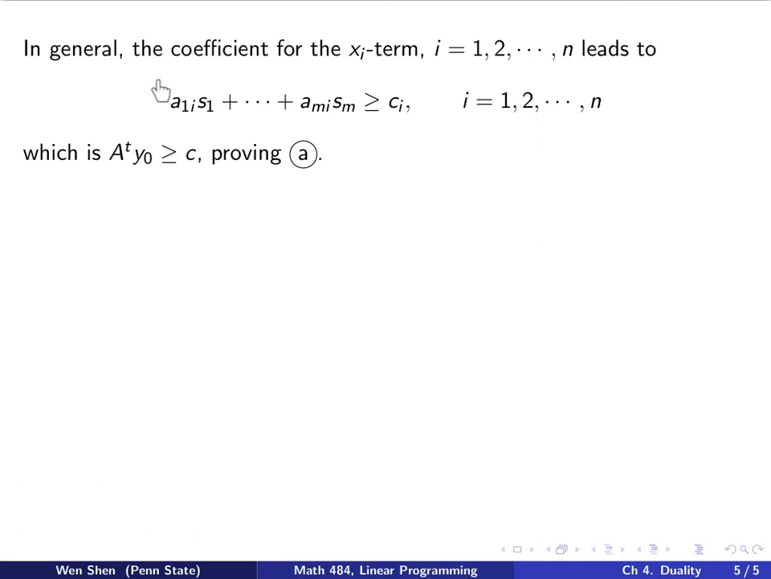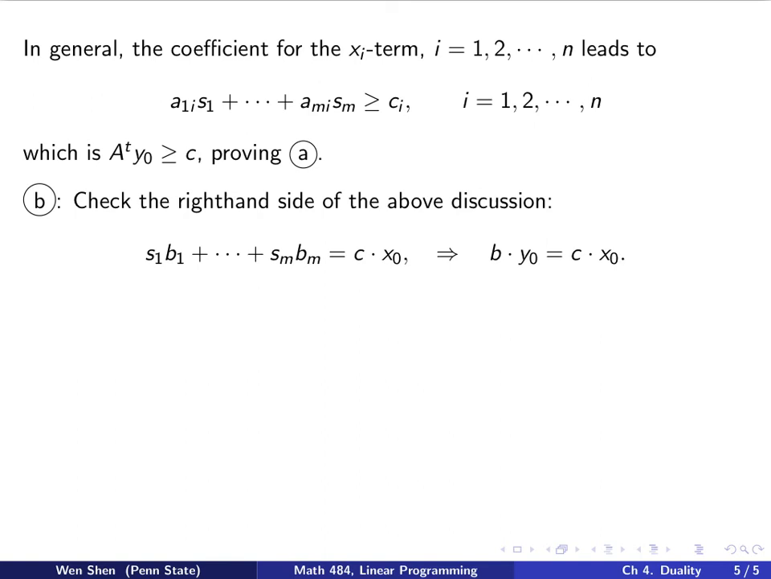If we look at the left-hand side of these n inequalities, and we treat s1, s2 to sm as a vector, which we denoted y0, and take that out, the coefficient matrix is exactly A transposed. So this simply means A transpose times y0 is bigger than or equal to C. And that is exactly claim A. So we just proved that.